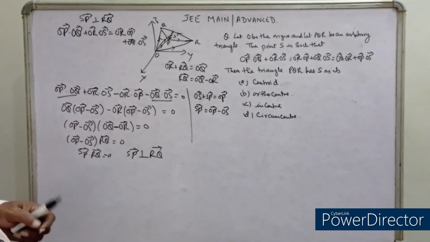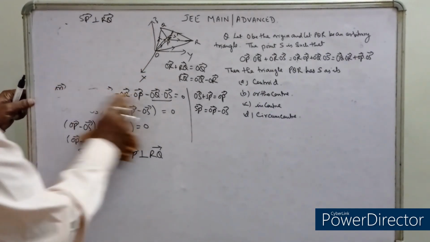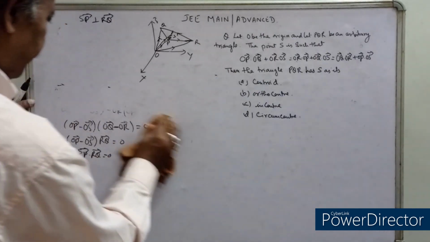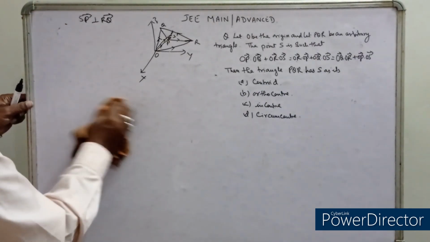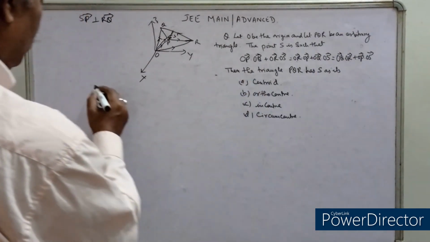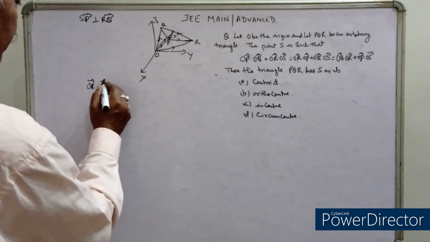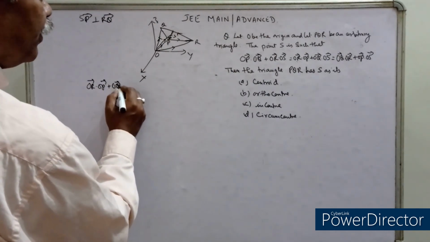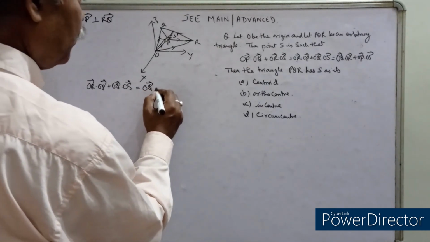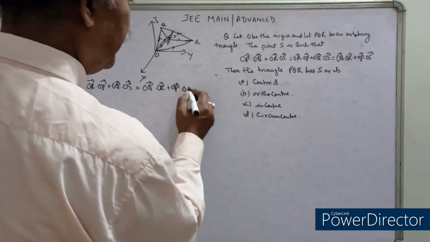Now let me see what happens for the second case. For the second, let me take OR vector dot OP vector plus OQ vector dot OS vector is equal to OQ vector dot OR vector plus OP vector dot OS vector.